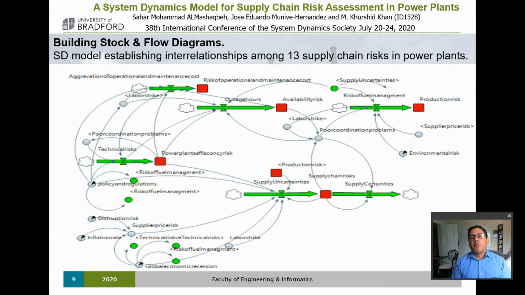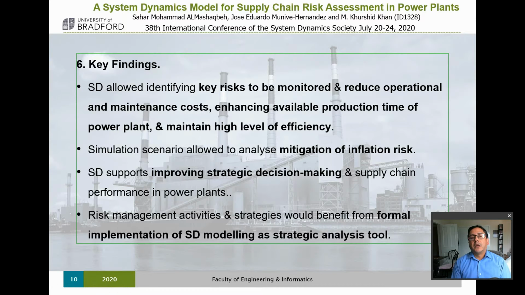From the causal loop diagrams, we then developed the stock and flow diagrams, stock and flow model. We use AnyLogic for this, and then we can see here some of the key stocks that we identified, like supply chain risks, power supply availability risks, the risk of operational maintenance cost, efficiency risks. And from here we were able to simulate a few scenarios in which we were able to understand how the risk assessment of the power plant is affected by these supply chain risk factors.